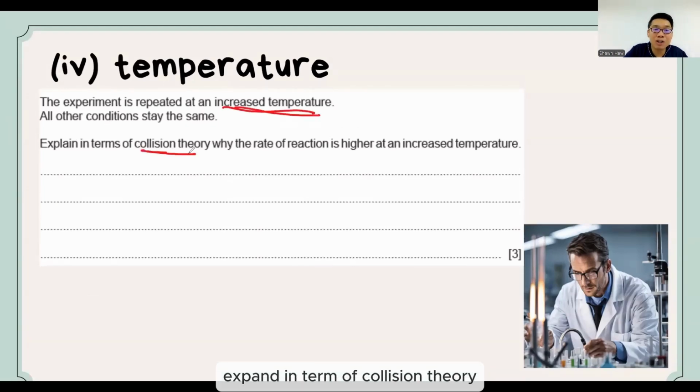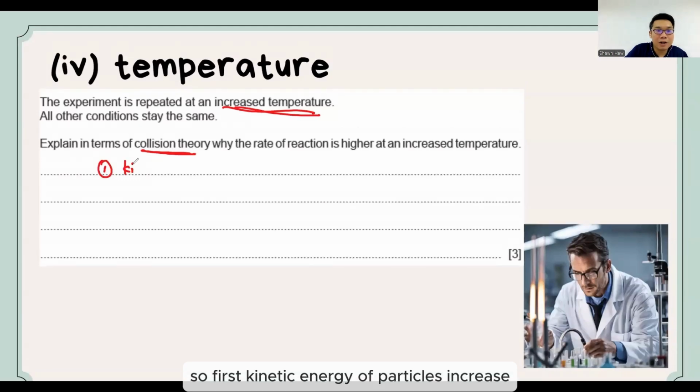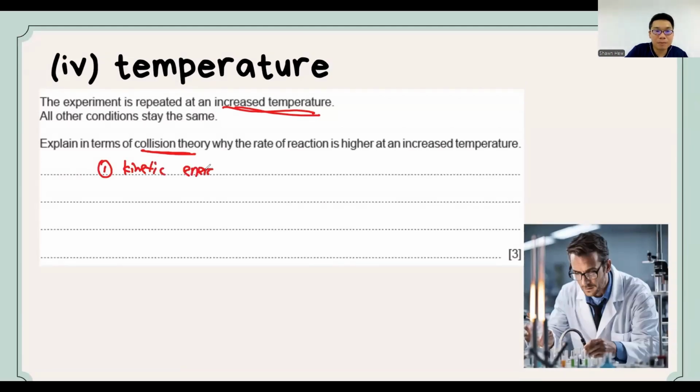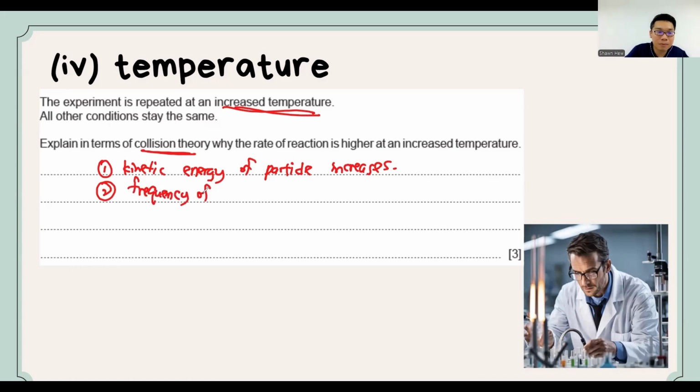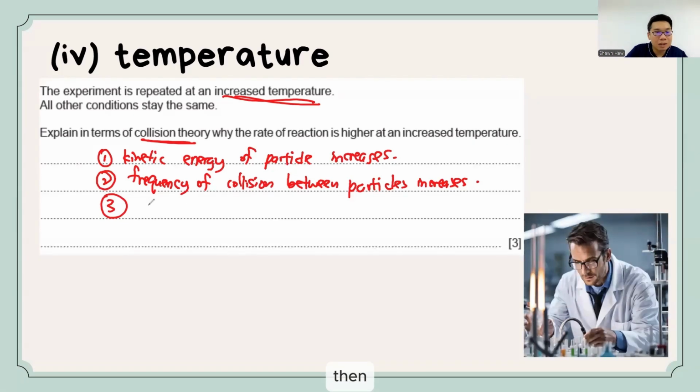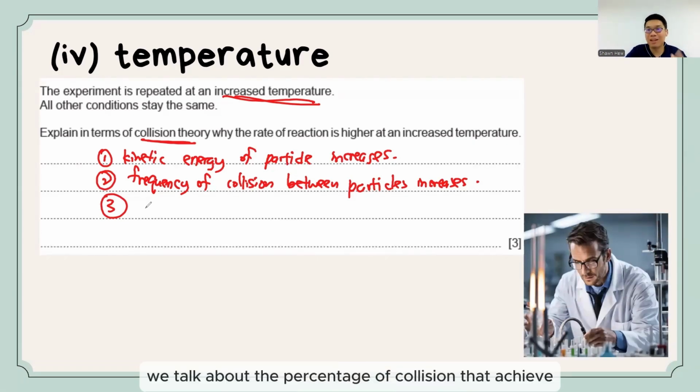Next, the experiment is repeated with an increased temperature. Explain in terms of collision theory why the rate of reaction is higher when temperature is increased. So first, kinetic energy of particles increases. When kinetic energy increases, they move faster, so frequency of collision between particles also increases. Then we talk about the percentage of collisions that achieve activation energy is also increased.